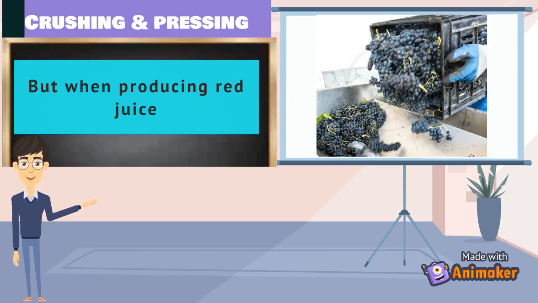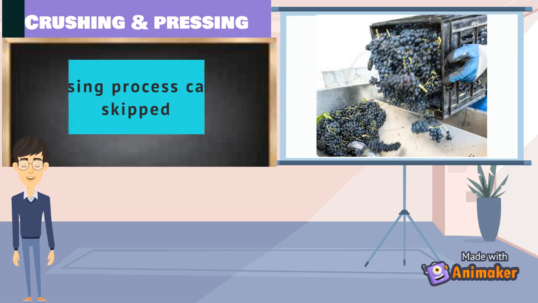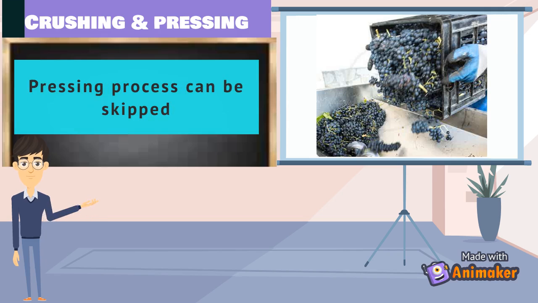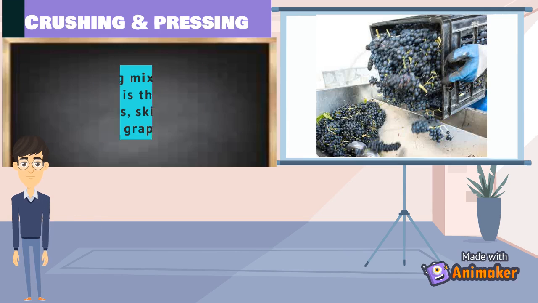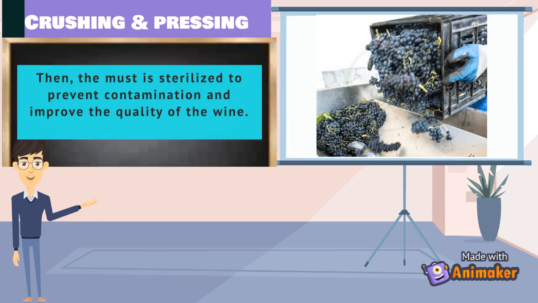But when producing red juice, the pressing process can be skipped. The resulting mixture is called must, which is the juice that contains seeds, skins, and pulps of grapes. Then the must is sterilized to prevent contamination and improve the quality of the wine.